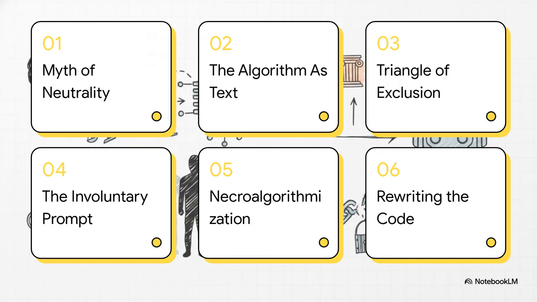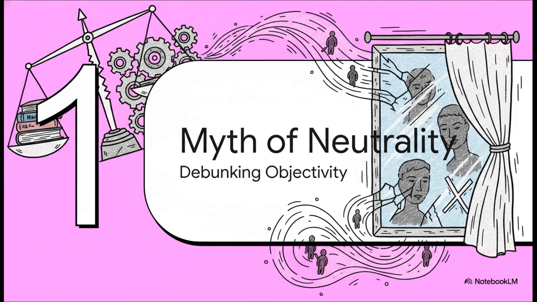Here is our roadmap for the explainer today. We'll start by debunking the myth of neutrality, then look at how algorithms actually function as a form of text. From there, we'll map out a visual triangle of exclusion, explore the chilling idea of the involuntary prompt, look at how this all works in practice, and finally, discuss how the author suggests we rewrite the code. All right, let's jump straight into our first concept, the myth of neutrality.